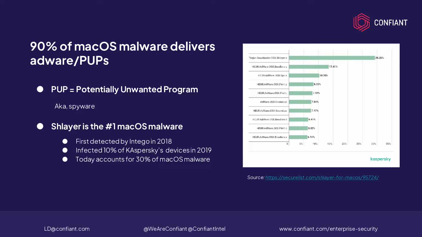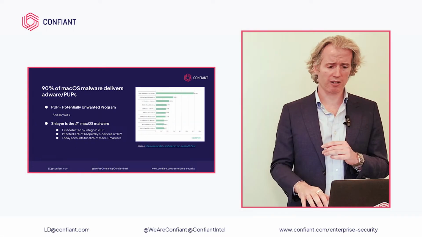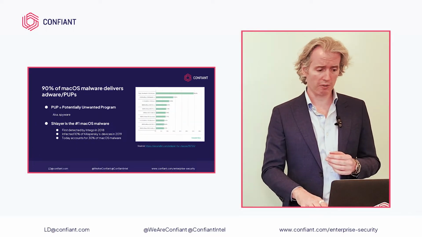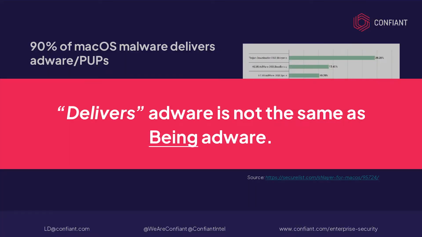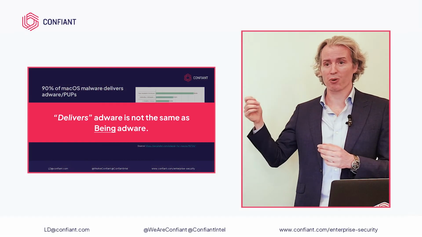All the other, so beyond Slayer, the other malware is really known as PUPs, so potentially unwanted programs, aka spyware. But so all these, 90% of these malware families are actually delivering adware. That's the actual exploit that they're looking to execute on these devices. And so when I was researching this and pulling together this data, there's two things that kind of popped out to me that I thought was interesting and worth talking about. The first is that delivers adware is not the same as being adware. So from a security perspective, this is a very important distinction.